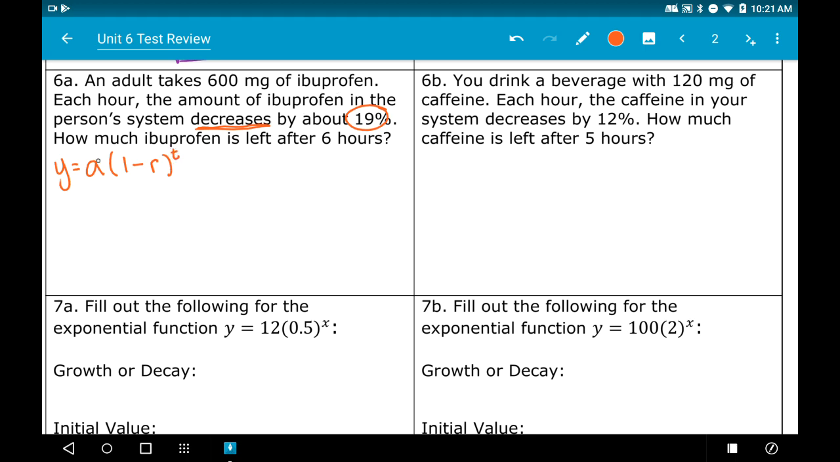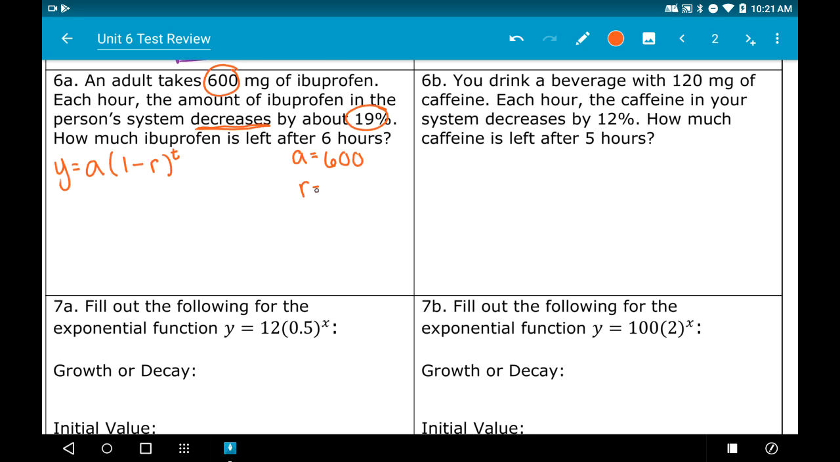So now we just need to figure out what a and r are so we can figure out our equation. So a is always going to be the amount that you start with. If we read this question, it says we start with 600 milligrams. So our a is going to be 600. A is always the initial amount that you have.